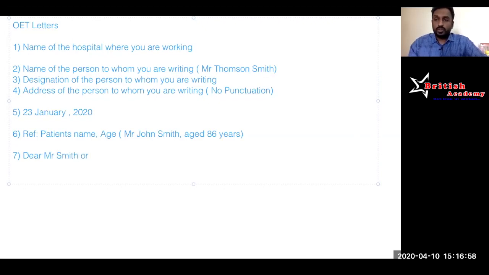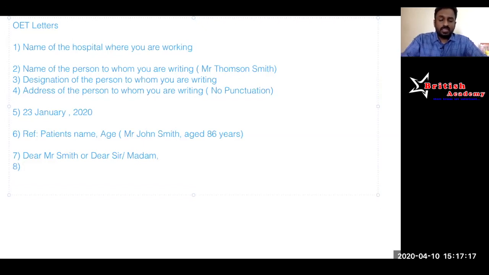Or if I don't know the person's name, it's better to avoid the designation, Dear Nurse, Dear Doctor. That is acceptable. There is no markdown for that. I'm not discouraging that. A better way to write is Dear Sir or Madam, if you don't know the name of the person to whom you are writing. After this comes the eighth point.